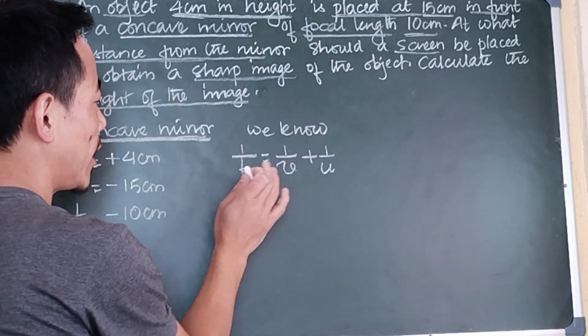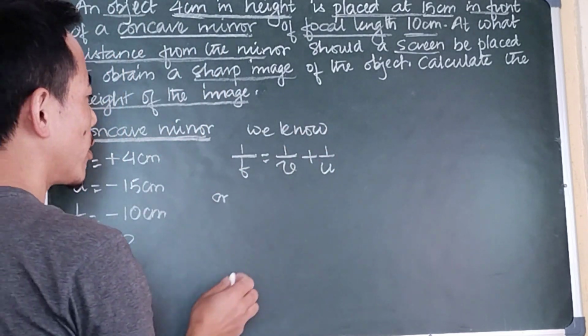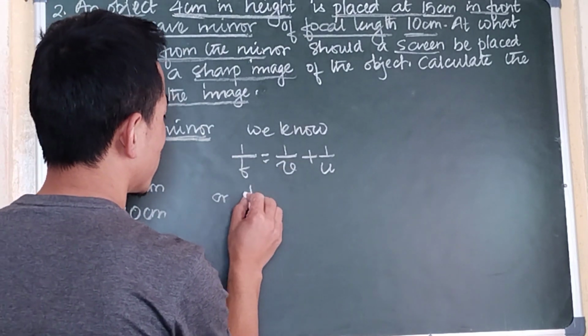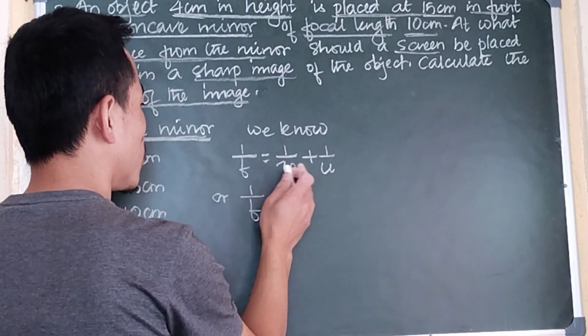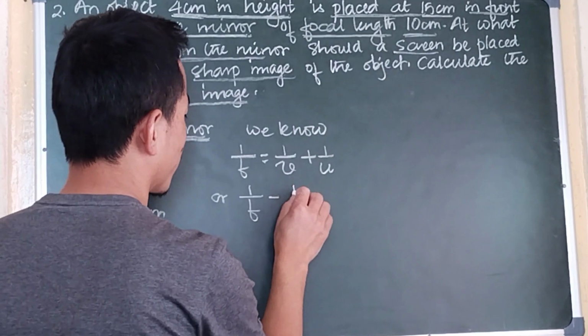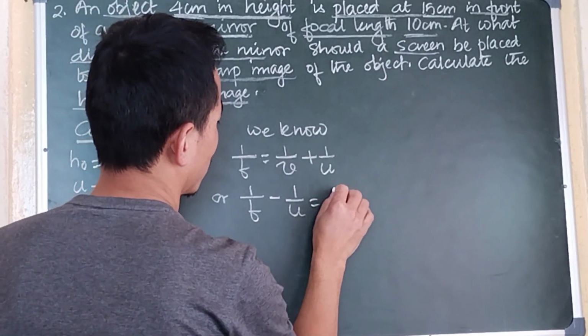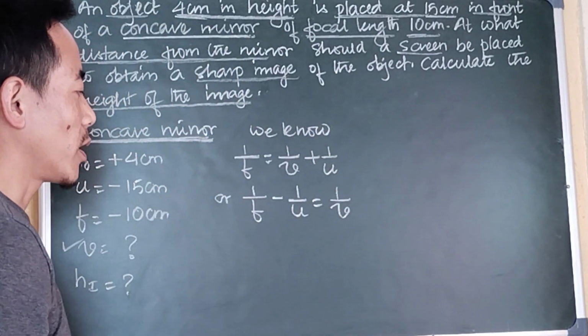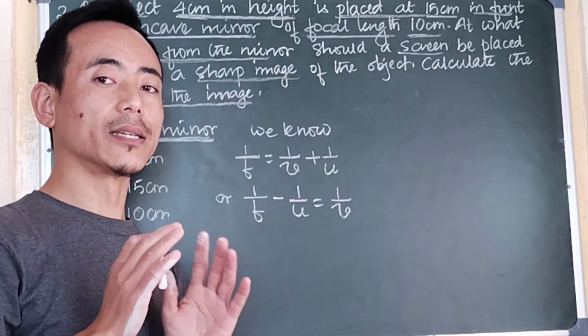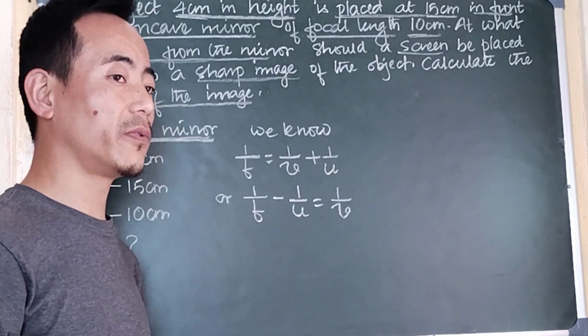Don't put the values directly here. First rearrange the equation, as we have to find v. So let's bring u to the left hand side. Plus coming to the left hand side becomes minus. So we have 1/v. Whatever term you have to find out, make it single. Only then will it be easy for calculating.